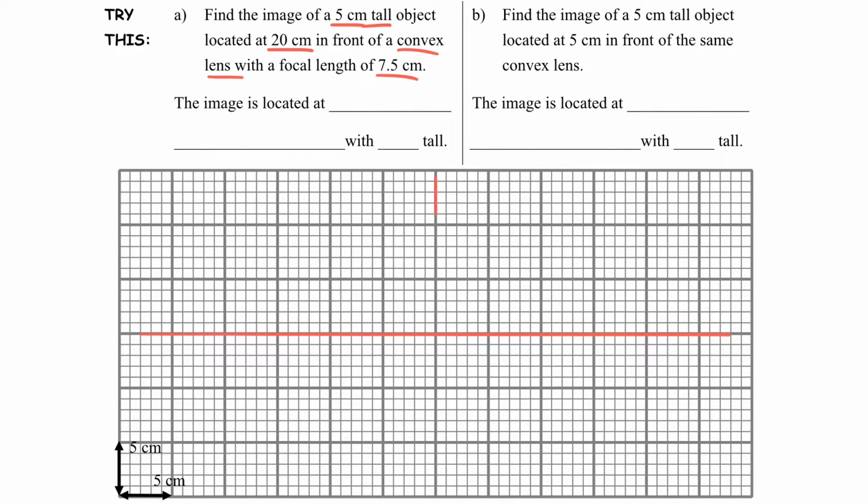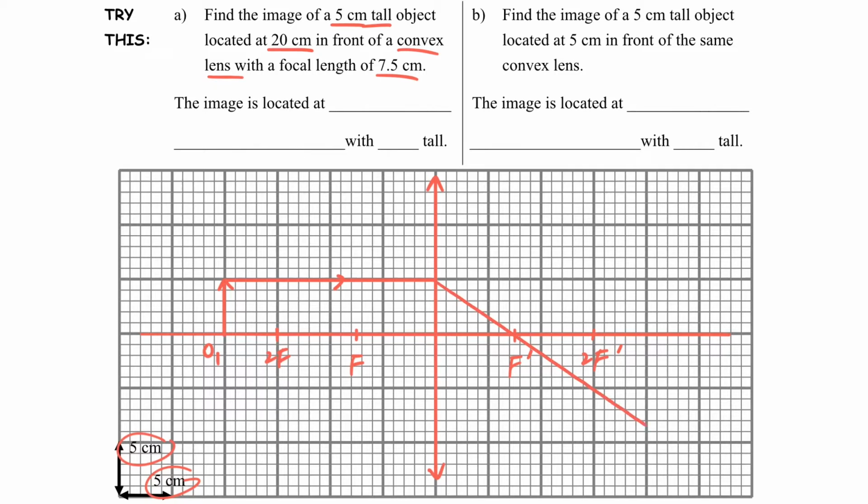Firstly, we put the principal axis and then put the lens in the middle. Let's look at the axis. If 5 cm is 1 square, we refer to the scale to draw the focus. This time we also draw the two focus, which is double the 7.5, so that is 15. Now we put the first object here.